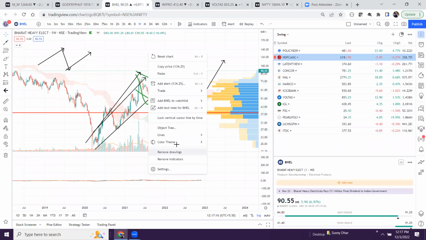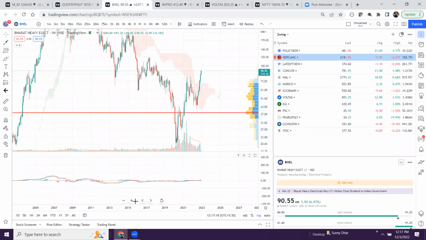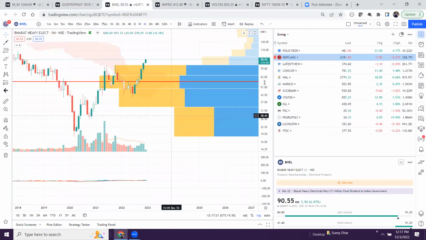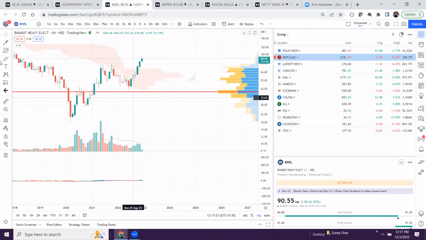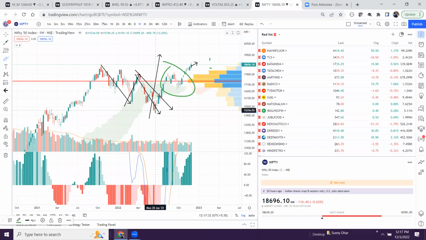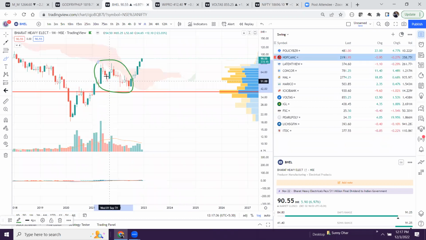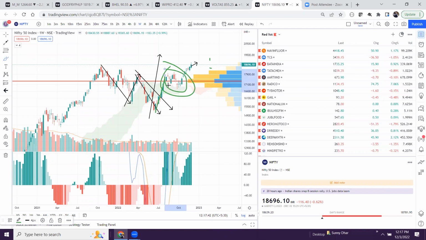Let me remove this and just identify the similarity between this structure and Nifty. They look so identical, right? This impulse part looks so identical here and here, right? This is a corrective structure, and this is also a corrective structure. So at this moment, you always know that this is an impulse followed by a correction for the next impulse.